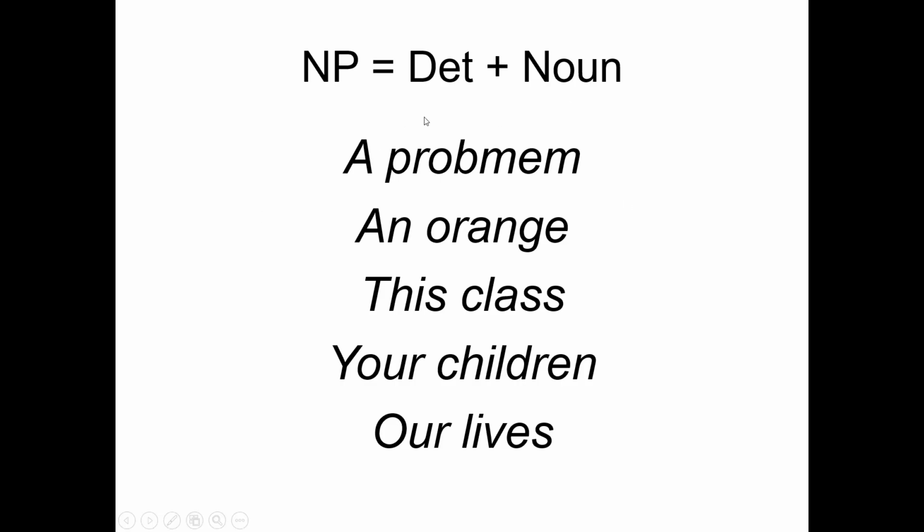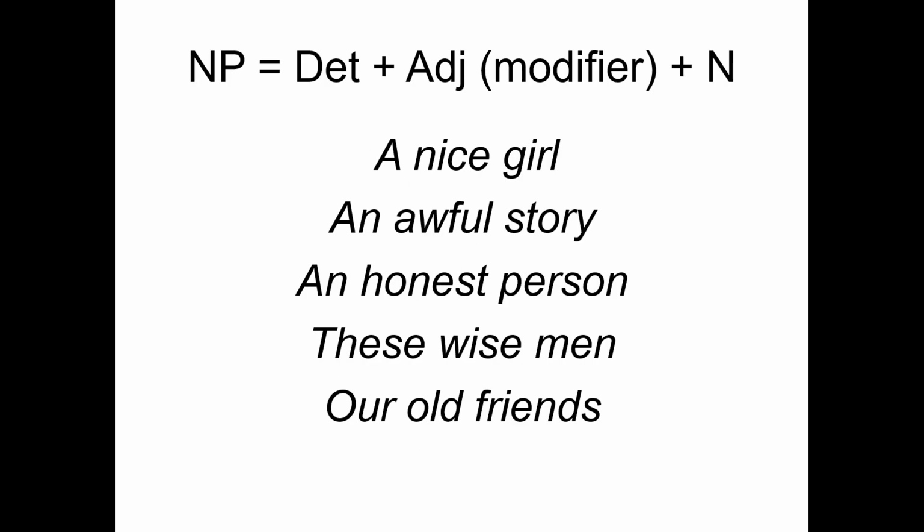Very often a noun phrase consists of a determiner: a, an, this, your, our. So a is an indefinite article, this is a demonstrative determiner, your is a possessive determiner, and our is a possessive determiner. So these noun phrases consist of determiner plus noun. This is a typical structure of a noun phrase.